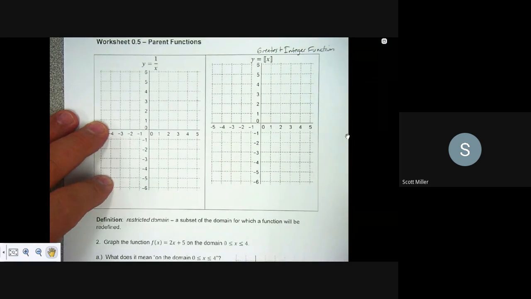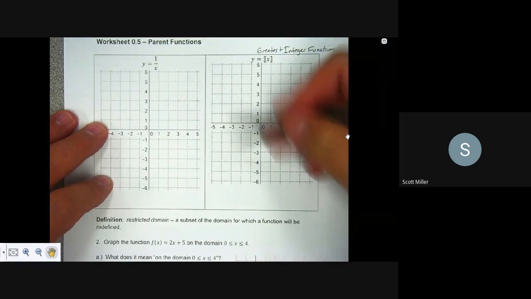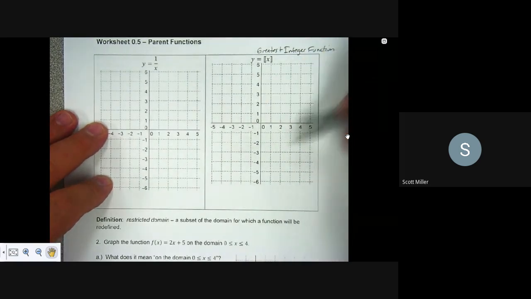The greatest integer function. And it's a unique kind of graph, and I will discuss that with you at a later date, not right now. We don't use this one very often, but I did want to bring it to your attention.